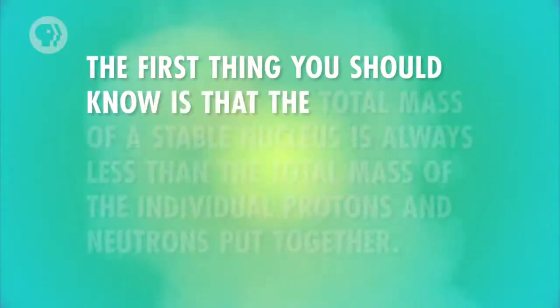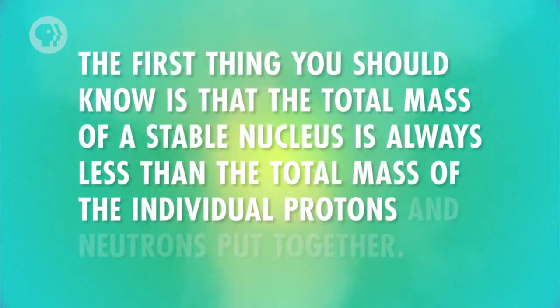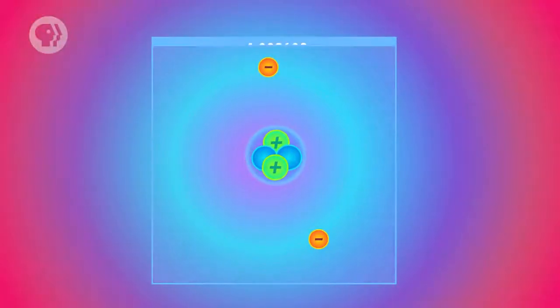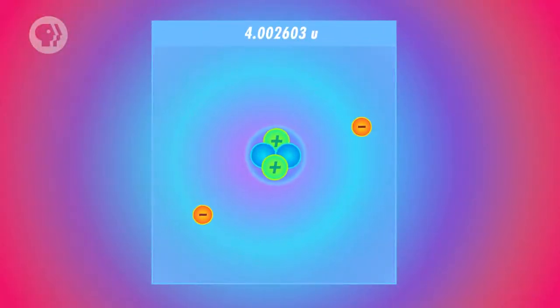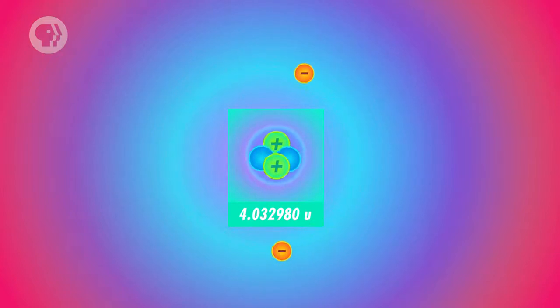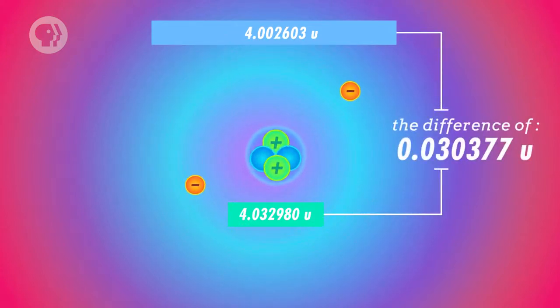The first thing you should know is that the total mass of a stable nucleus is always less than the total mass of the individual protons and neutrons put together. For instance, the mass of a neutral helium atom is 4.00603 unified atomic mass units. But 2 neutrons and 2 protons, the component parts of a helium atom, taken together, have a mass of 4.032980 unified atomic mass units. That means that the nucleus of a helium atom has 0.03037 unified atomic mass units less mass than its component parts.